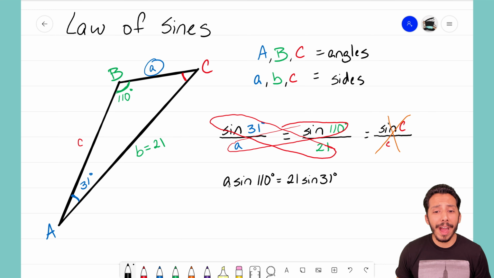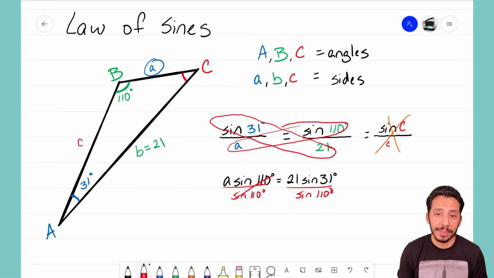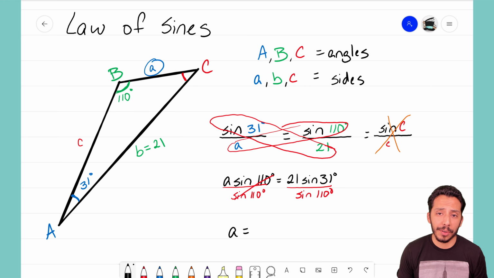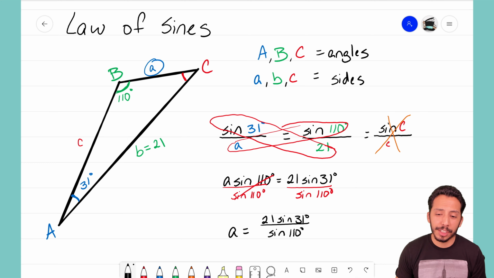Okay, so I have A over here, actually not by itself. It's with sine of 110 degrees. So I need to get rid of this sine of 110 degrees. To do that, I will just divide both sides by sine of 110 degrees. When I do that, those sines are going to cancel. And what I'm left with on that left side is A, all by itself. And it equals 21 times sine of 31 degrees, all divided by sine of 110 degrees.